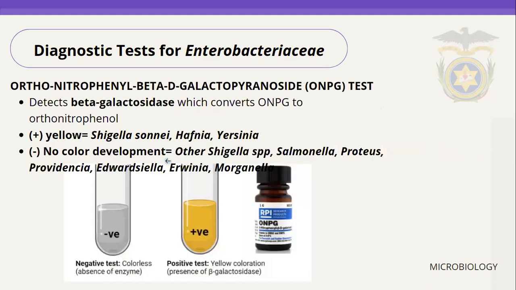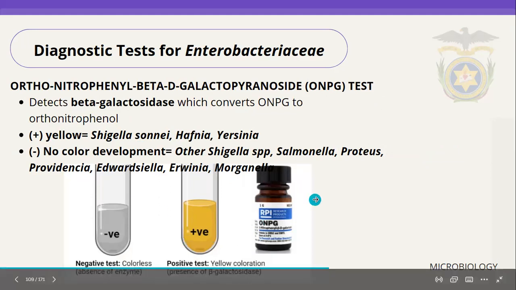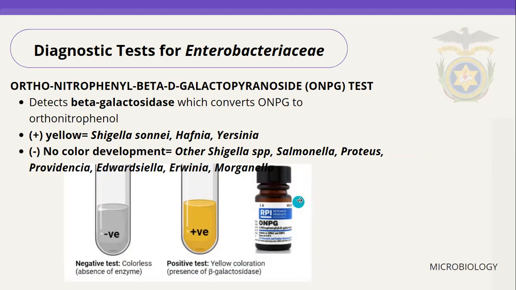So for our next test, we have the orthonitrophenyl beta-D-galactopyranoside test, or ONPG. This test detects beta-galactosidase, which converts ONPG to orthonitrophenol. And the positive result here is yellow. Organisms that are positive are Shigella sonnei, Hafnia, and Yersinia. And the negative result shows no color development. It is seen in other Shigella species, Salmonella, Proteus, Providencia, Edwardsiella, Erwinia, and Morganella.